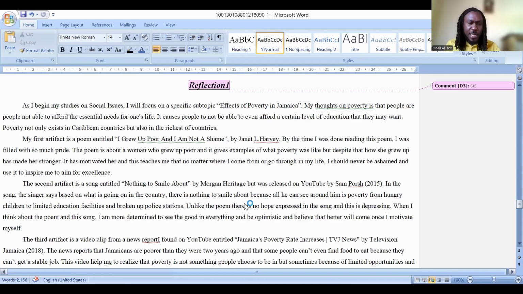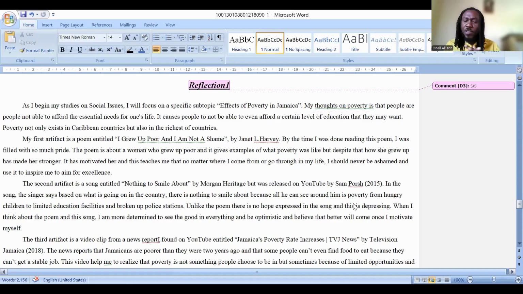The second artifact is a song entitled Nothing to Smile About by Morgan Heritage. It was released on YouTube by Sam Porsche in 2015. In the song, the singer says, based on what is going on in the country, there's nothing to smile about because all he can see around him is poverty, from hungry children to limited education facilities and broken up police stations. Unlike the poem, there's no hope expressed in the song, and this is the present.